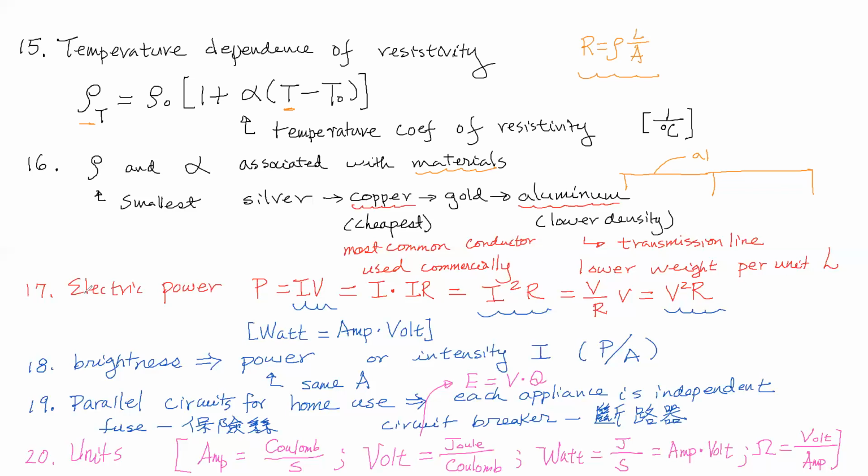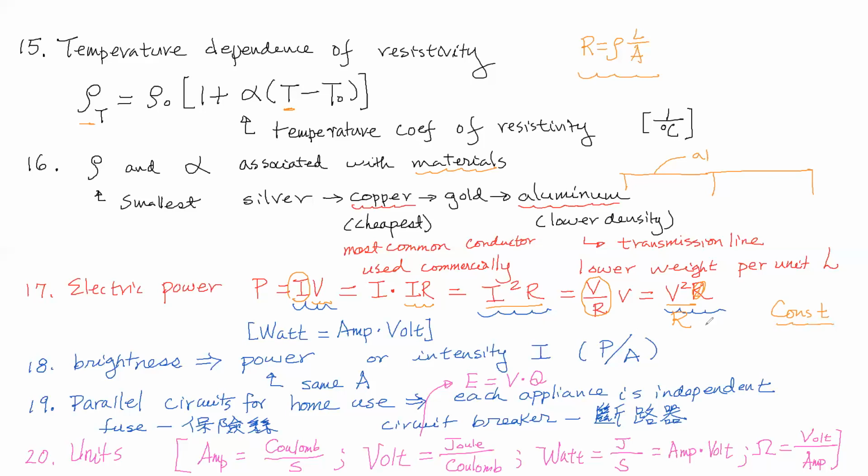Number 17, electric power, P. So P is I times V. If you expand the V term, then V is equal to IR as in Ohm's law. And then you multiply them, so I squared R. And then you replace I using Ohm's law, equal to V divided by R. And then that becomes V squared divided by R. So those are IV, I squared R, V squared divided by R. Depending on the situation, you use different ones. Depends on which one is constant.